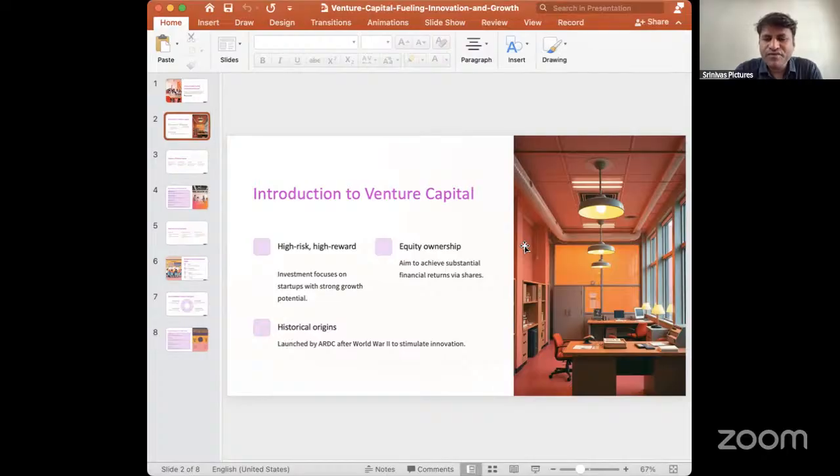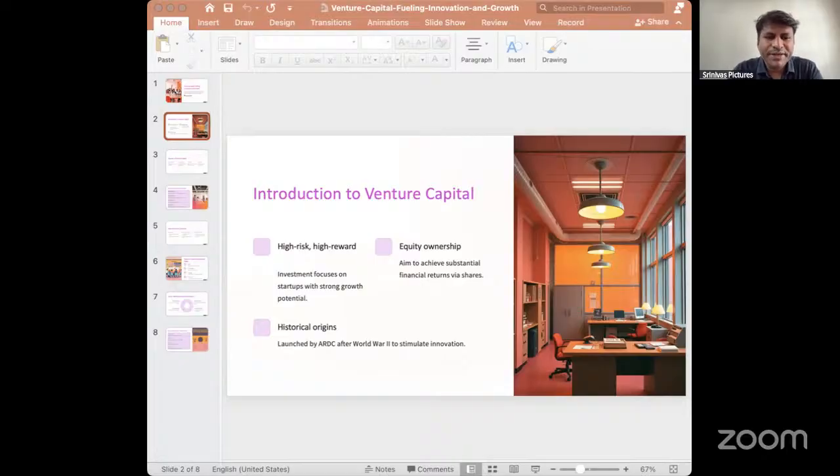The aim of venture capital, through equity ownership, is to achieve substantial financial returns via shares. Venture capital started after the Second World War, and it is still continuing. So this is the meaning of venture capital. Simply, it is a long-term source of financing which is invested in high risk projects. I'll explain the definition also.